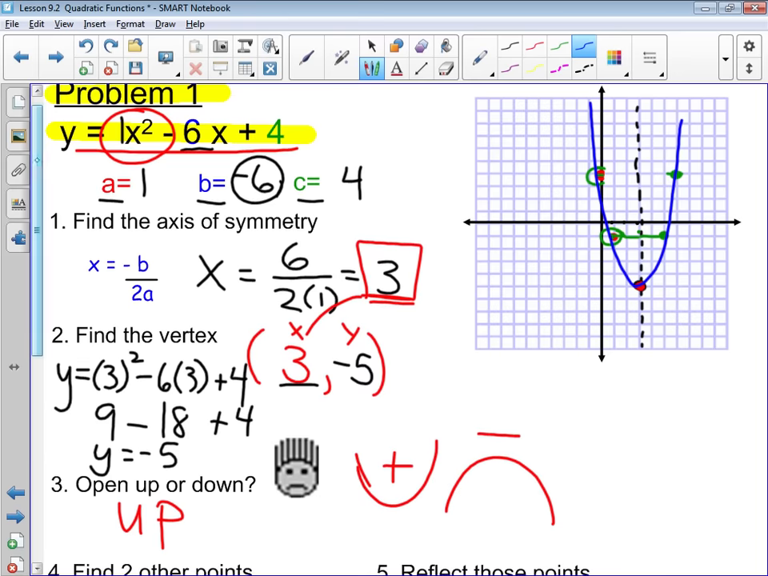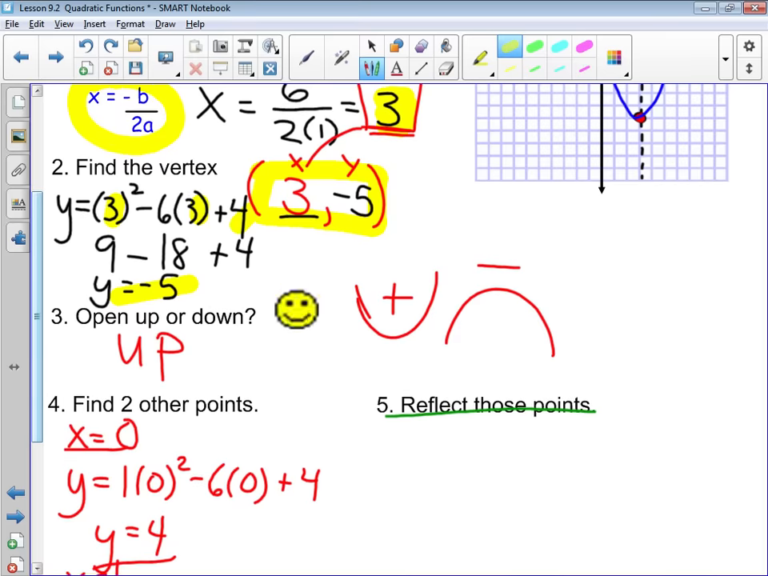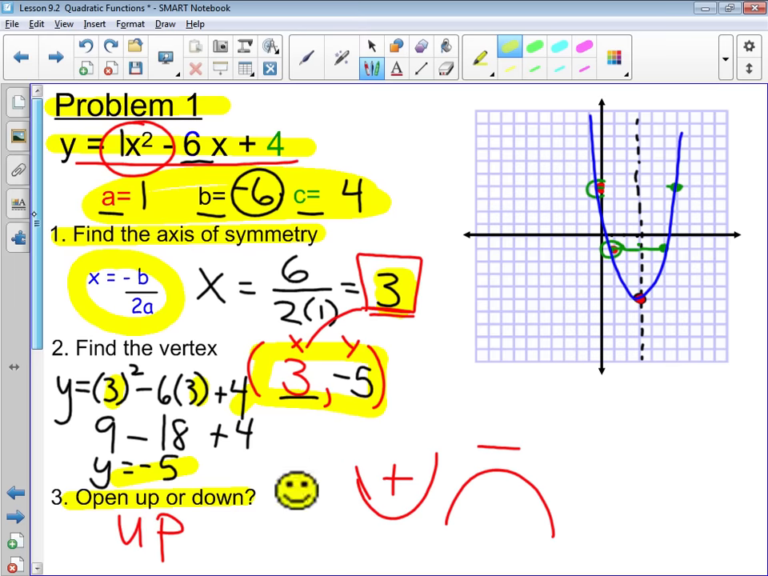Quick review. When you have an equation, first figure out what the a, b, and c are. Step 1 after that is to find the axis of symmetry by using the formula. Step 2, use the x value that you get, put it into the equation to figure out what y is, so that you can find the vertex. The third step, figure out whether the parabola opens up or opens down by looking at the value of a.